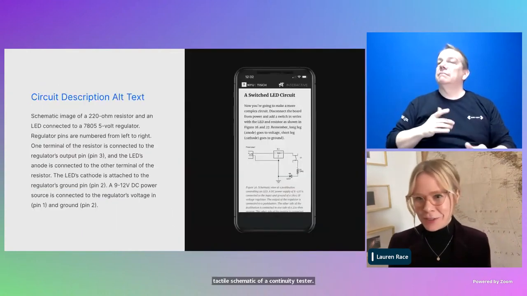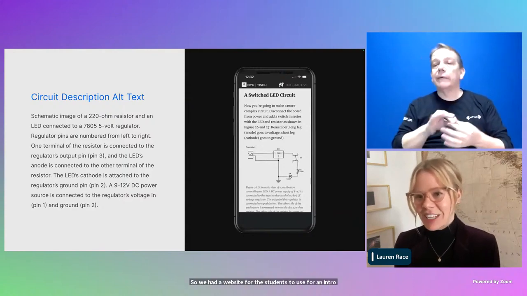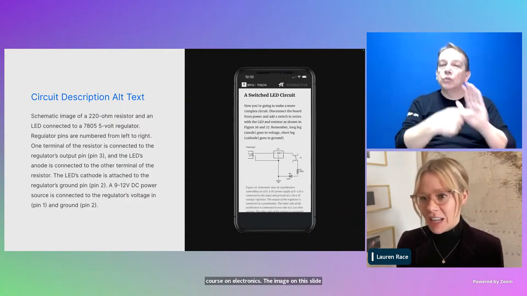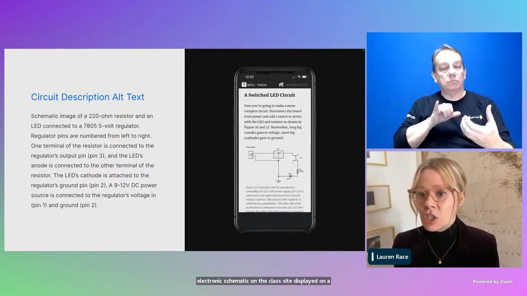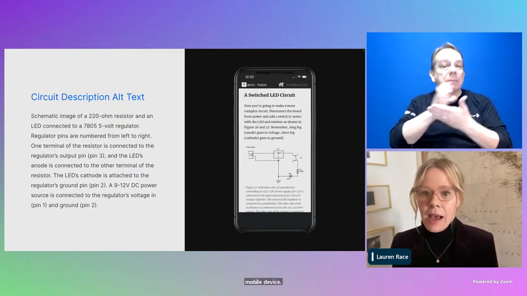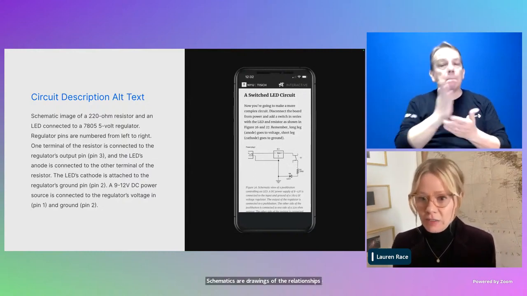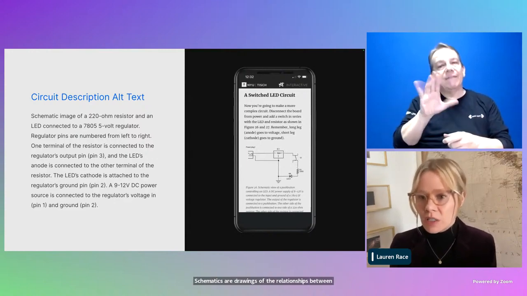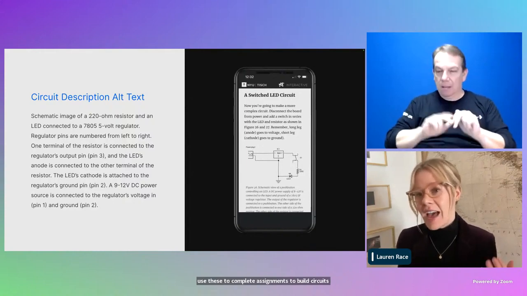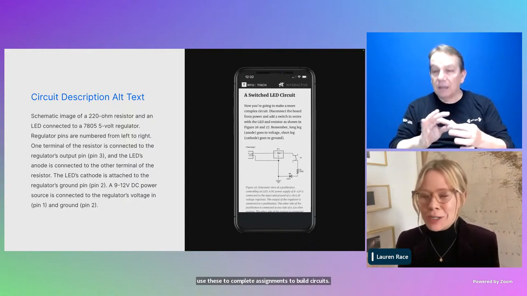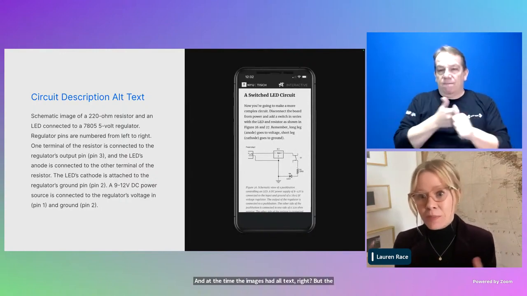So we had a website for the students to use for an intro course on electronics. The image on this slide shows an electronic schematic on the class site displayed on a mobile device. And some of the assignments used images of schematics. Schematics are drawings of the relationships between components in an electronic device. And students would use these to complete assignments to build circuits. And at the time, the images had alt text, right? But the circuit descriptions were so complex that they weren't enough on their own, especially for beginners.